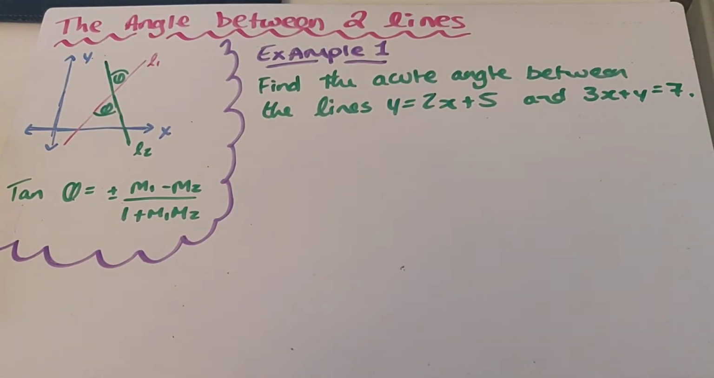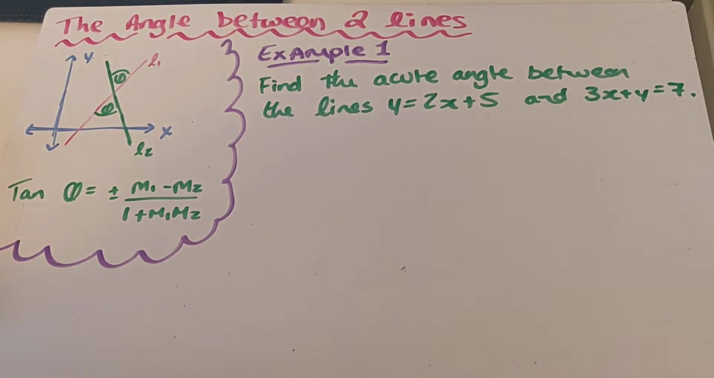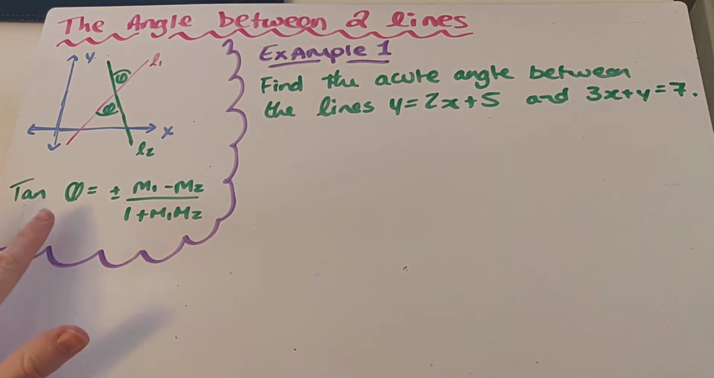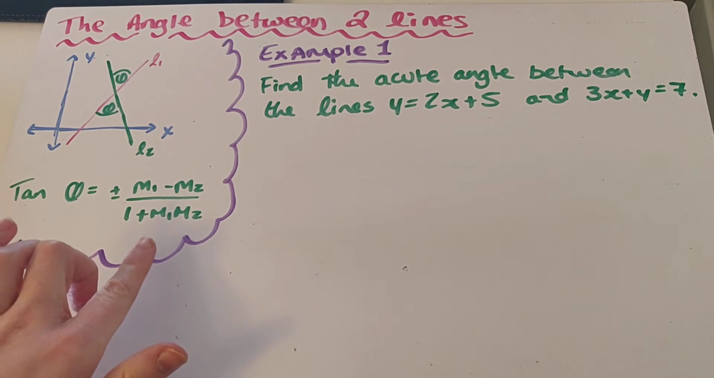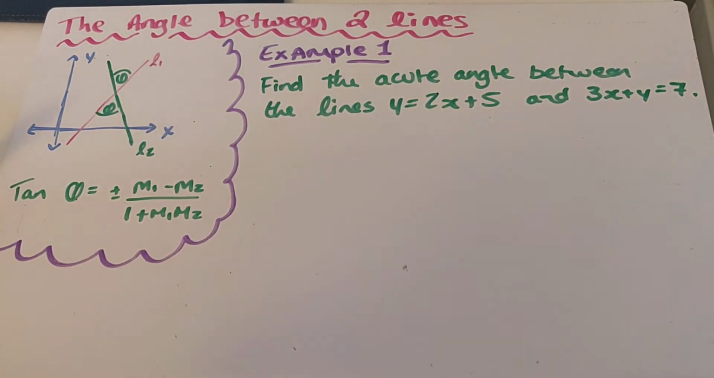Okay, so let's look at example 1 here now. It says find the acute angle. Now remember, an acute angle is an angle that's less than 90 degrees, between the lines y is equal to 2x plus 5 and 3x plus y equals 7. Well, we know that the only formula we have to do with an angle is this formula here about tan theta. And to be able to find that angle, what we need is the two slopes. So before I go any further, I need to find the slope of these two lines.